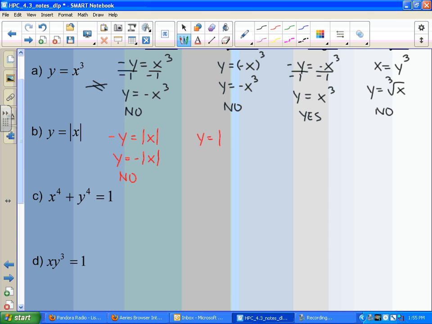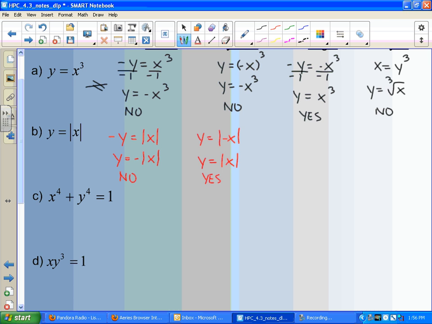Now we put the negative on the inside. But that's the same thing as saying just that. Right? And so here we do have symmetry. We have symmetry around the y-axis. And we know that. It's a V. So there is some symmetry. You got a vertical line there, split right in two.